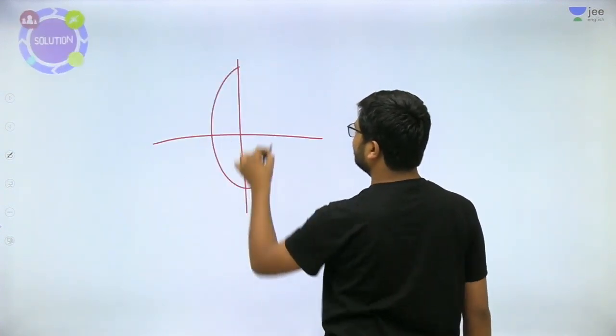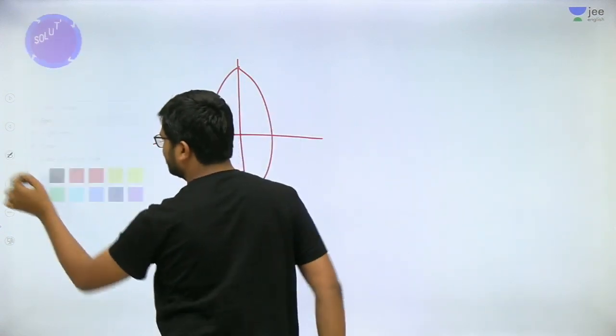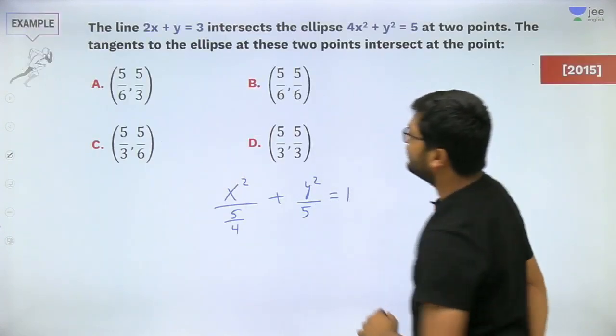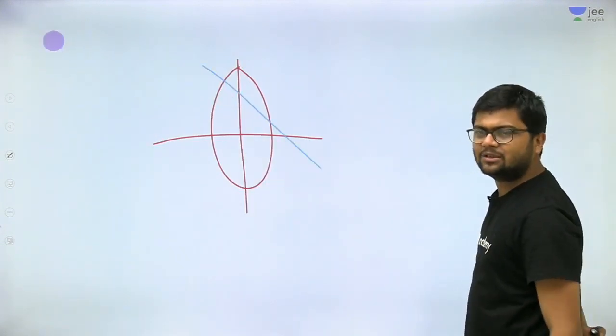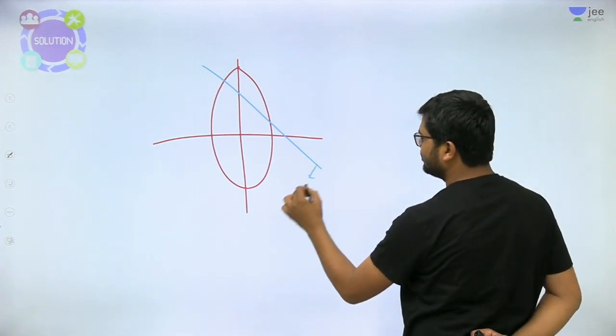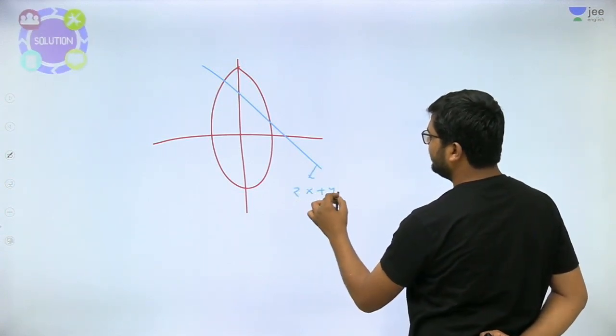Let us suppose that is a random ellipse, any ellipse for us. Now this is a line 2x plus y equal to 3. So this is a line that is intersecting the ellipse at 2 points. Getting my point? Equation of this line is 2x plus y equal to 3.